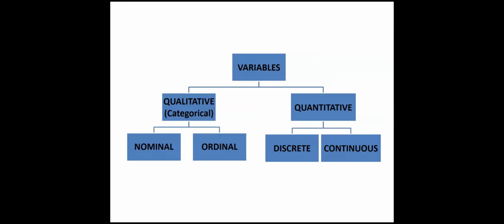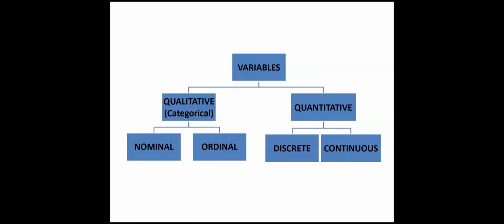Then what are quantitative variables? Quantitative variables are basically exact measurement of the quantity. Say for example, you are measuring the weight, height. These are quantitative variables. Within the quantitative variables, there is again a classification into two: discrete variable and continuous variable. The difference between discrete variable and continuous variable is, in both we are measuring a quantity.